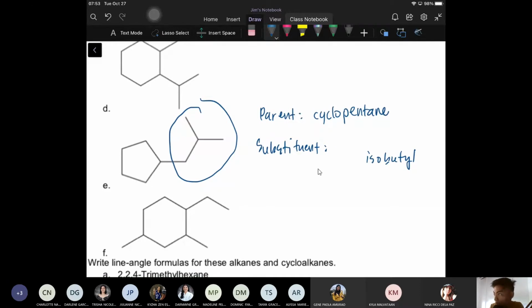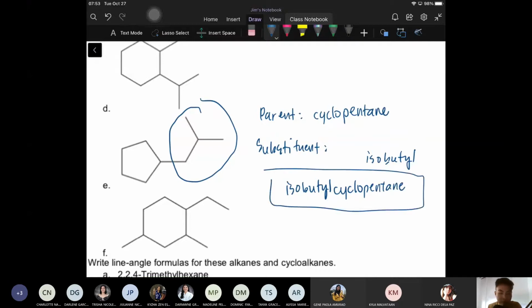No? Okay, so let's complete the name. So wala tayong locant number kasi isa lang yung substituent. So that will be isobutylcyclopentane. Again, no dashes. Walang dashes so ganun lang.